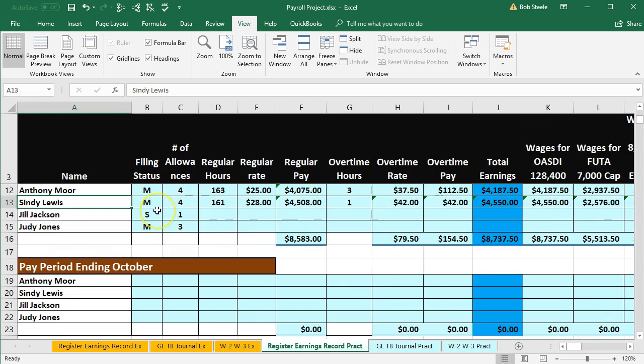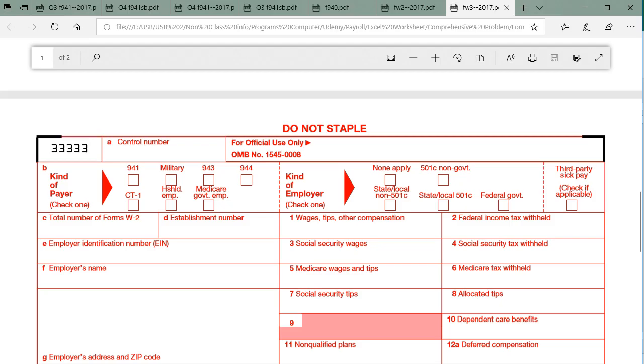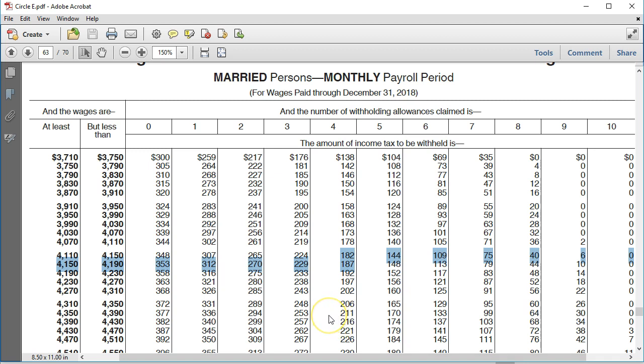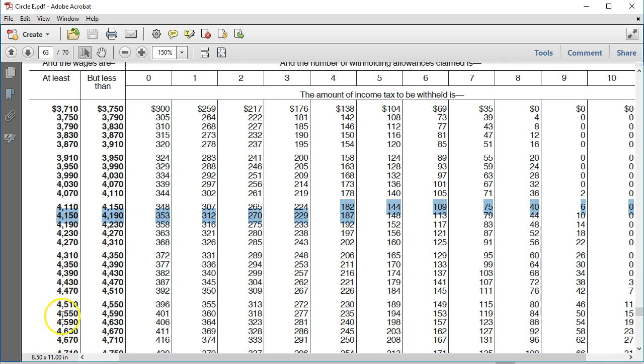Sandy Lewis. M, married, 4 monthly pay period. The amount that we're looking up is 4,550. So if we scroll back over here, we're looking for our tables, which are here, and we're looking for the married monthly, the 4,550. So here's 4,550. Now that one falls on the line here.